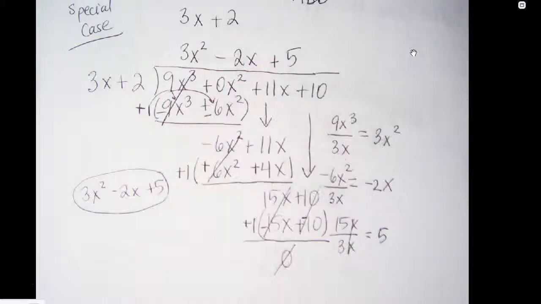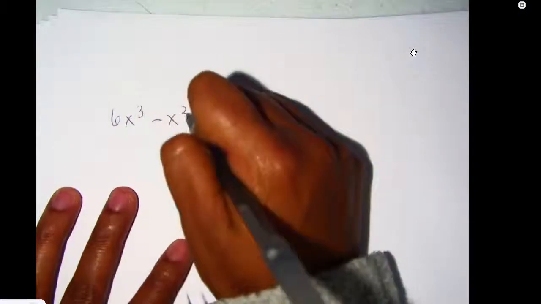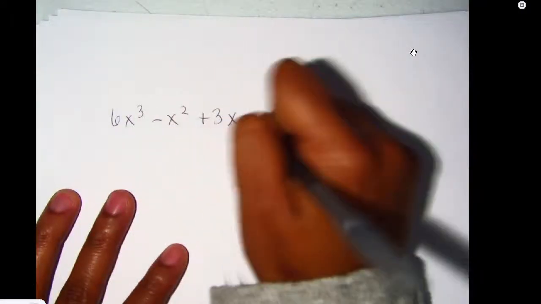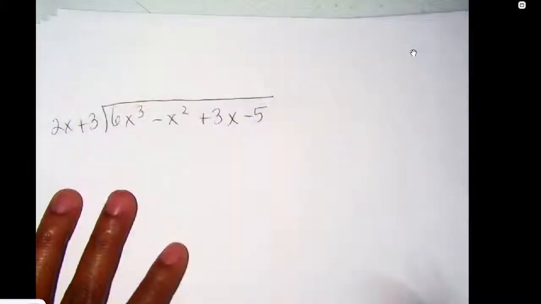Okay. So I'm going to do one more, and then I'll just stop it here. So the last one I would like to do is number 6 for the skill practice. Another sheet of paper. So for this one, we have 6x to the third, and there's a minus x squared plus 3x minus 5, being divided by 2x plus 3.